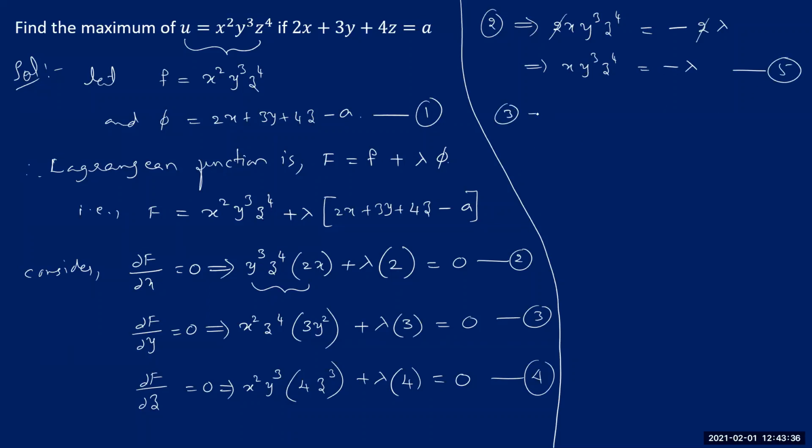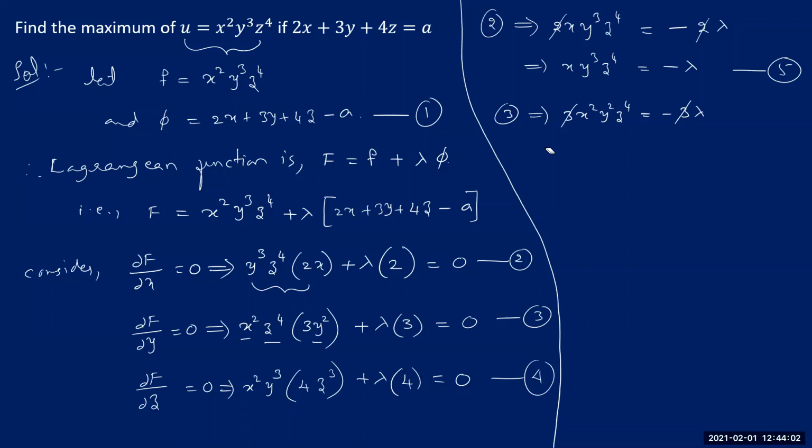Now from equation 3, you can see 3x square y square z power 4 is equal to minus 3 lambda. I've sent this to the other side. As in the previous case, here also we can cancel this 3 and see what remains there.